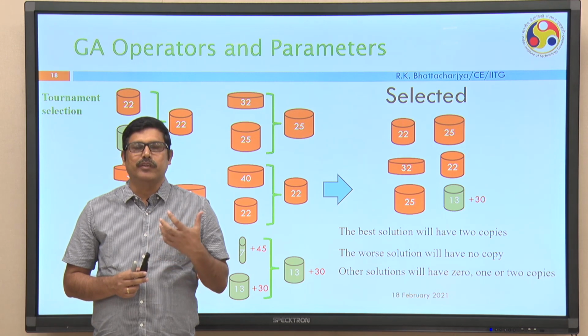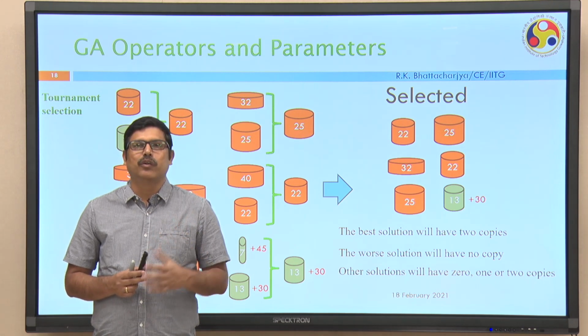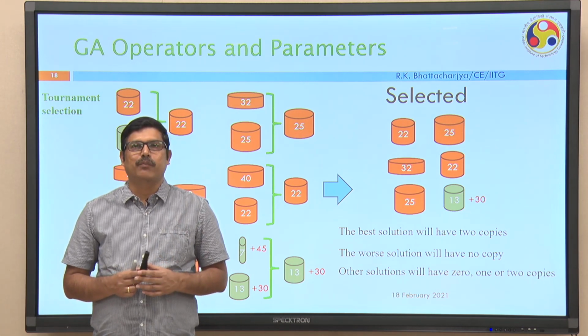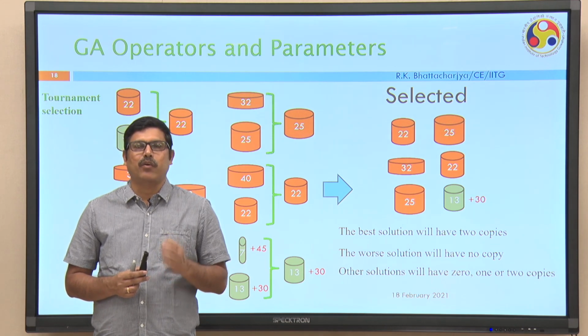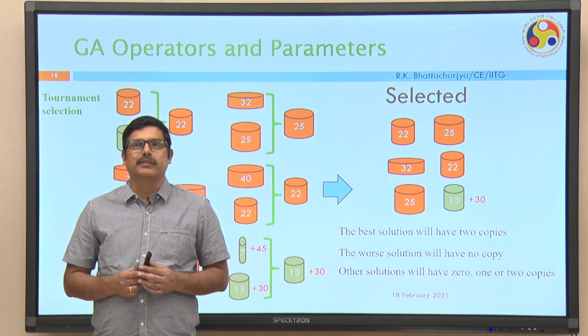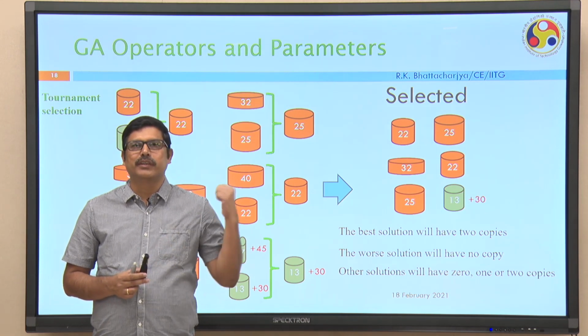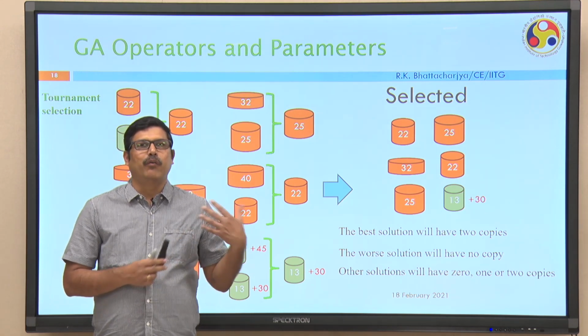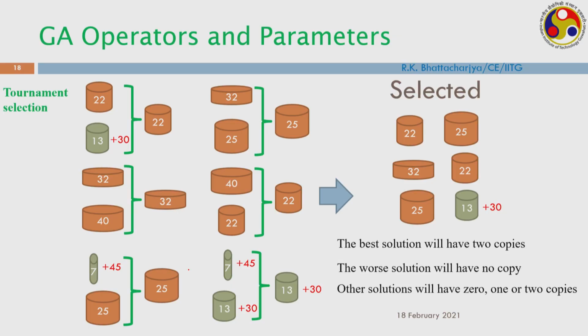If it is not terminated, then the solutions go through three genetic operators: selection, crossover and mutation. In the last class I discussed the selection operator, mainly tournament selection. This is the slide where we stopped in the last class.